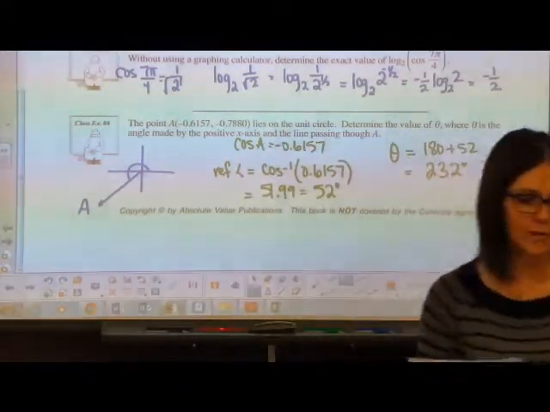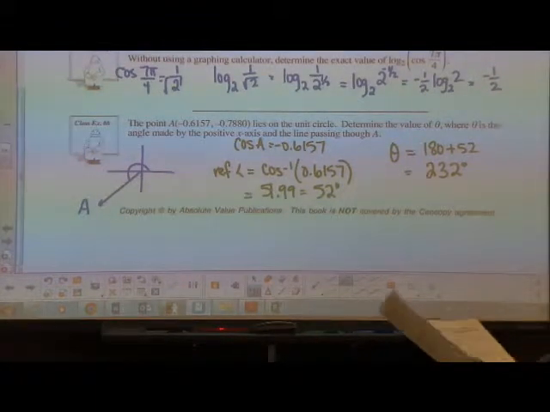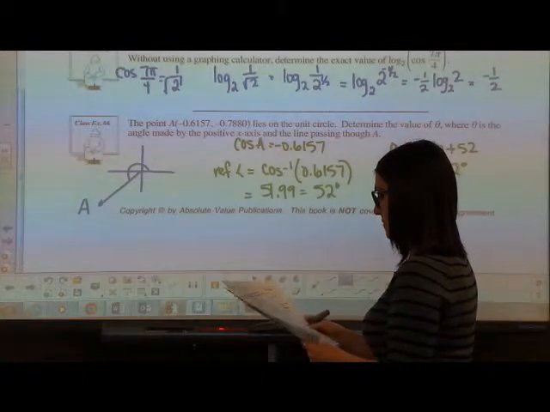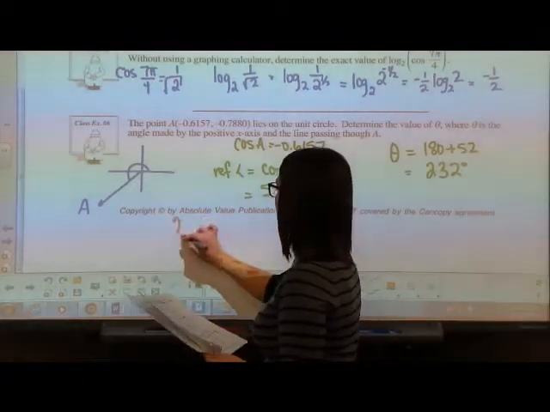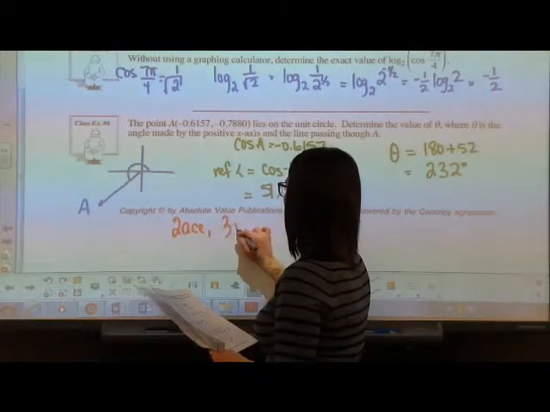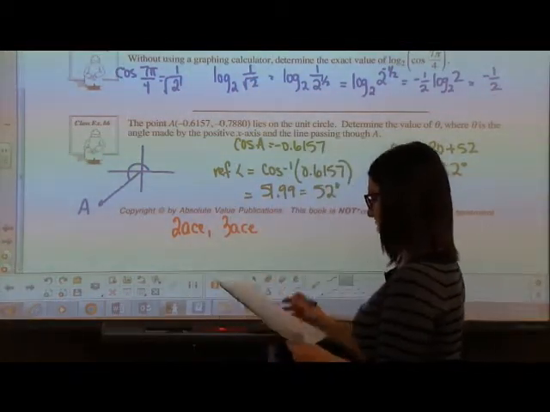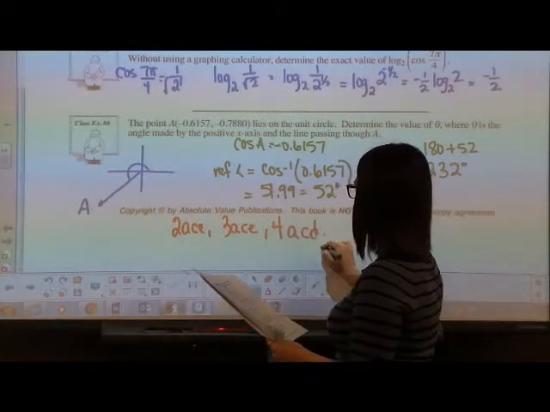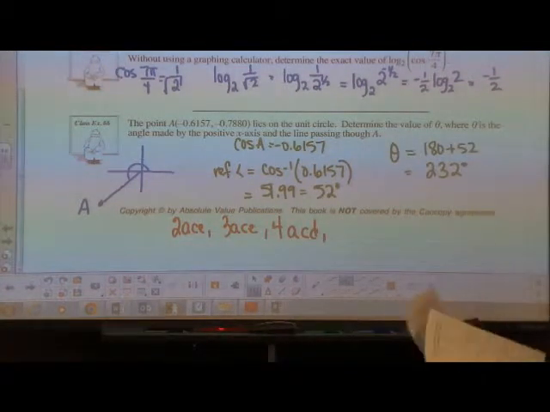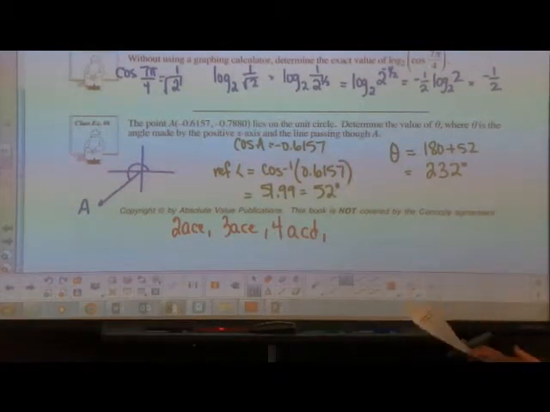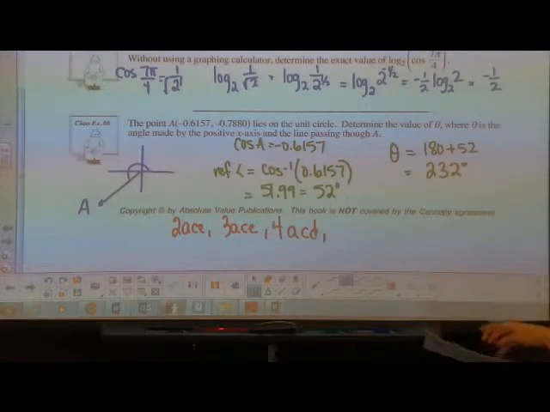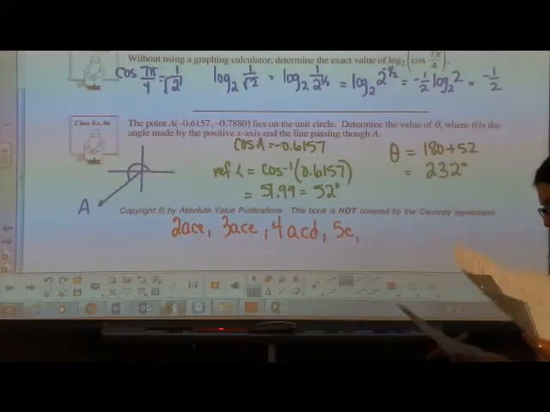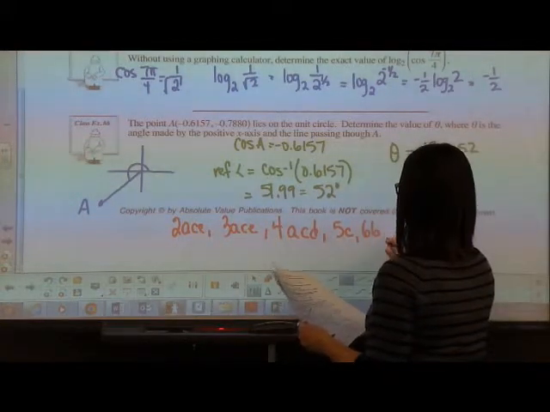Okay, so questions. Questions 2. A, C, and E. Three, A, C, and E. 4, A, C, and D. They're dealing with reciprocal trig functions in number 4. Question 5C. Uh, 6B and 7.